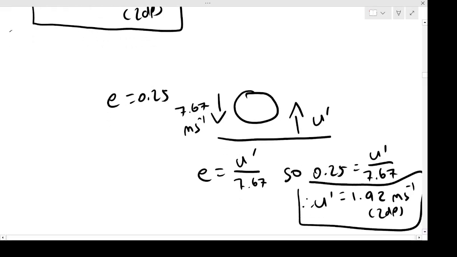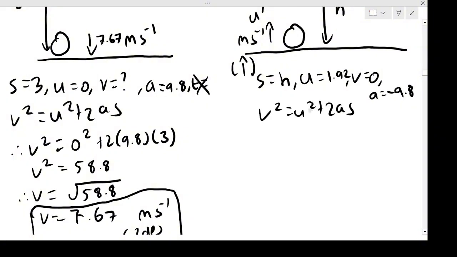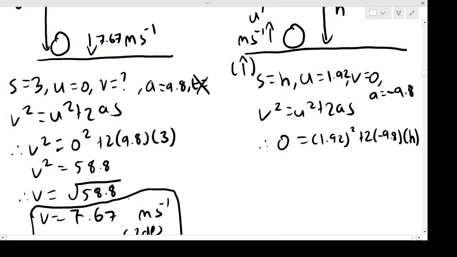So now I can use that in my SUVAT here. So that U is 1.92. So now I can work out H. Again, I'm going to use V squared is U squared plus 2AS. So V is 0. So 0 is going to be 1.92 squared plus 2 lots of minus 9.8 lots of H. Okay, then I can just solve this for H. So if I simplify this, I'm going to get minus 3.6864 is going to equal minus 19.6 H.